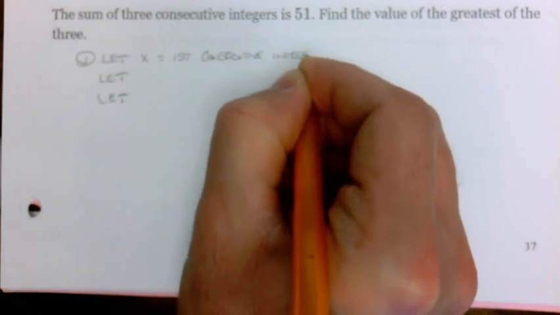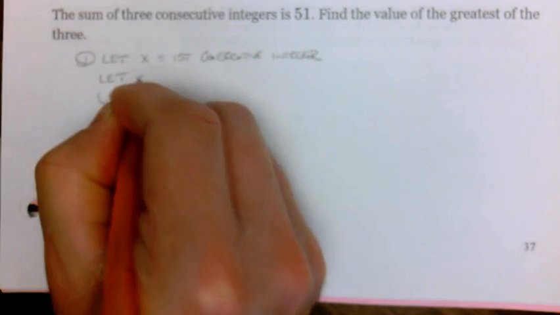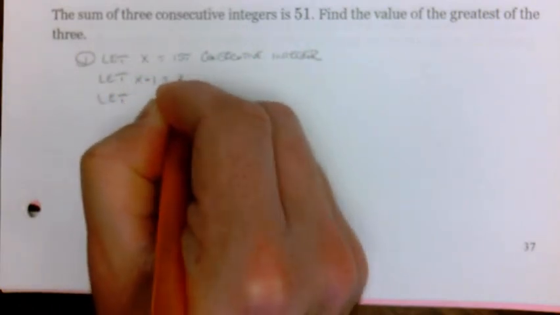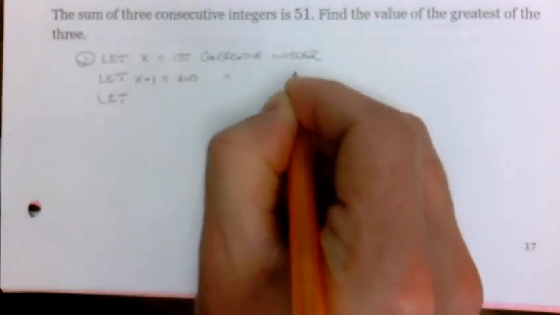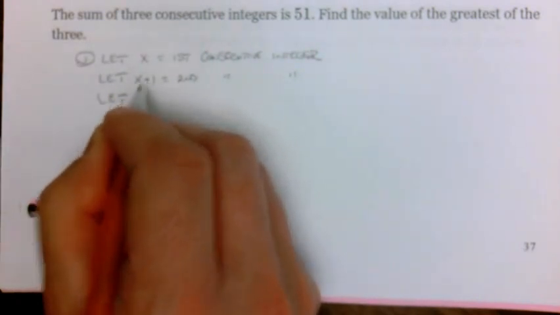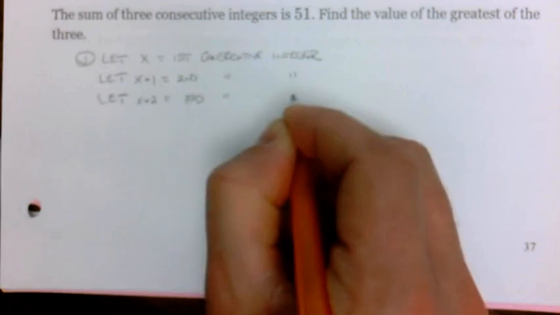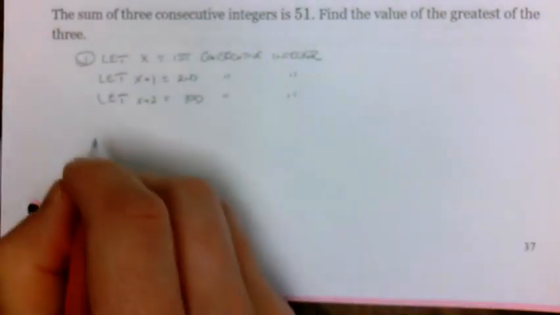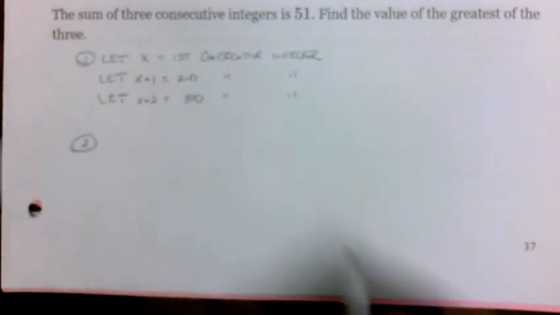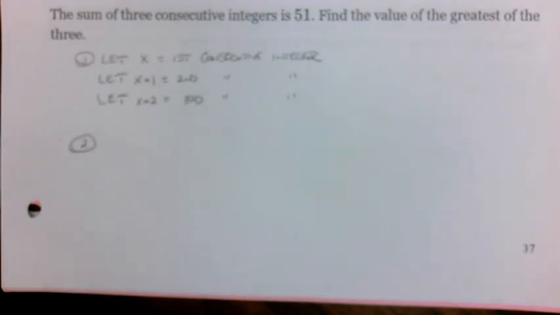Since I'm working with consecutive integers, to get to the second consecutive integer, I have to take the first one and add 1. So x plus 1 is the second consecutive integer. And then I'm going to add 1 to that. x plus 2 is going to be my third consecutive integer. Now that I know what I'm representing my three integers with, I can make my equation.